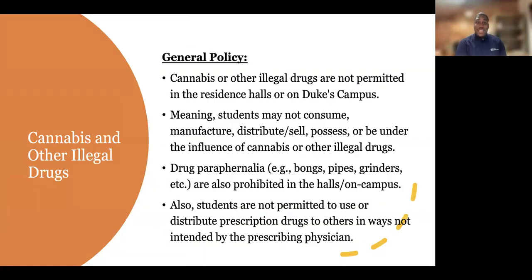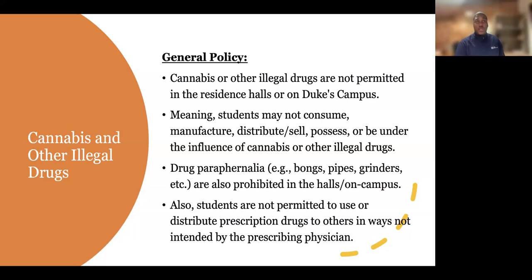General policy, cannabis and other illegal drugs. Cannabis and illegal drugs are not permitted on campus, meaning students may not consume, manufacture, distribute, sell, or possess them. Paraphernalia as well, bongs, pipes. Students are also not permitted to distribute prescription drugs, things of that nature. I know THC is legal in some states, so just make sure you're abiding by that as well, because that could be classified as paraphernalia here in North Carolina. So just being mindful of that.